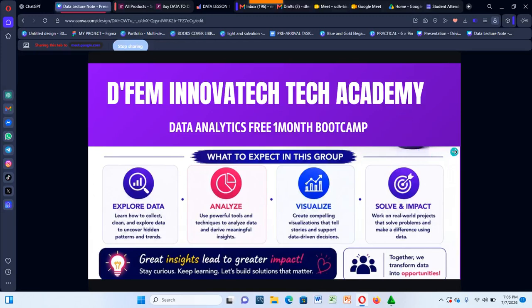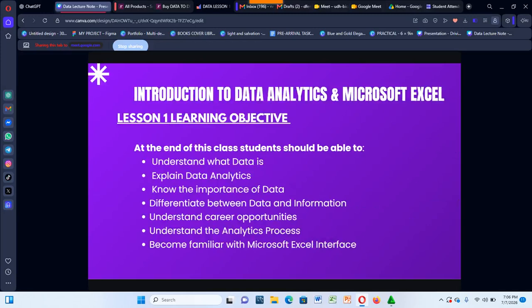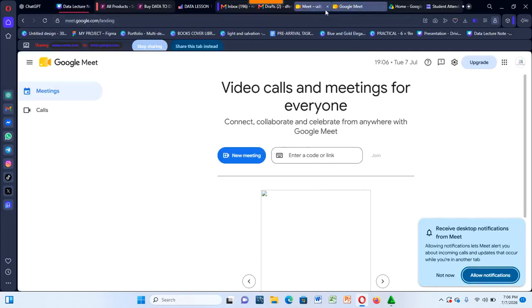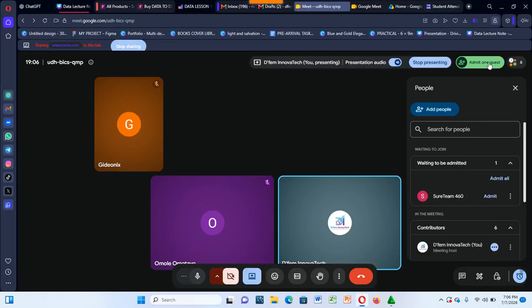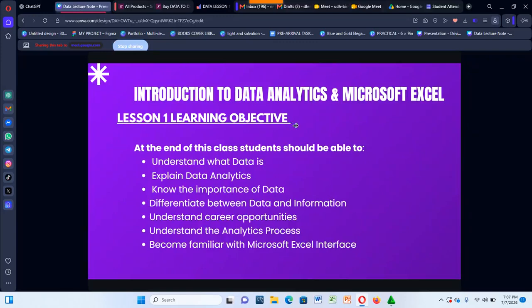Okay, so moving forward, today is going to be a foundational class, and we are still going to look into some things together during the course of this teaching. At the end of the teaching today, we have our learning objectives here, which is that everyone is going to understand what data is, explain data analytics, know the importance of data, differentiate between data and information, and understand career opportunities inside data. Also, we are going to understand the analytics process and become familiar with the Microsoft Excel interface, how it looks, how we work around Microsoft Excel, and how we use Microsoft Excel to achieve what we have in mind.